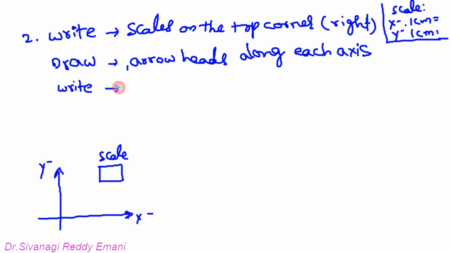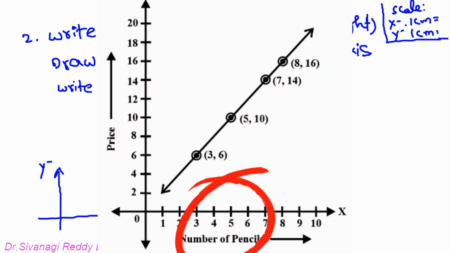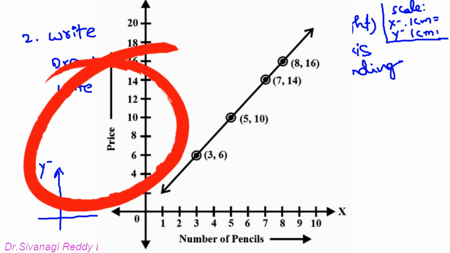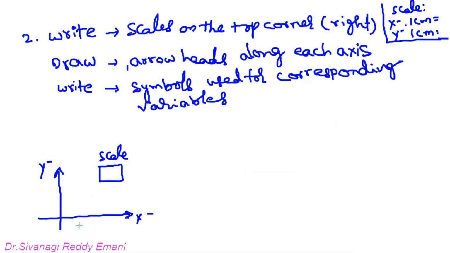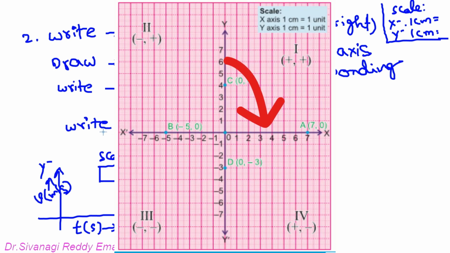Then write. What are we supposed to write? We have to write the symbols used for the corresponding variables. It means whatever we are taking on the x-axis, say for example time, we have to write time, as well as the values with the units. It's in seconds. And on the y-axis we are taking velocity. It's in meters per second. Like that, write the values of the respective variables on the divisions marked by dark lines along the axis.